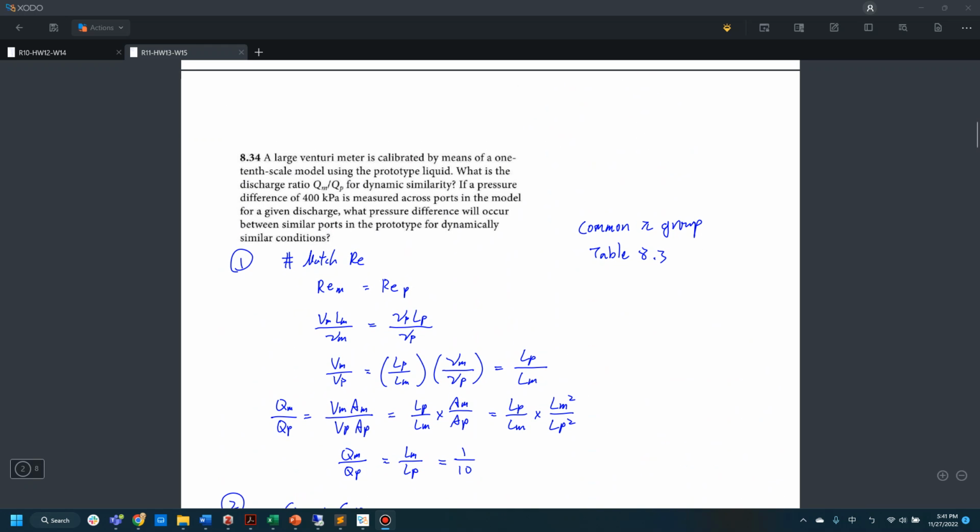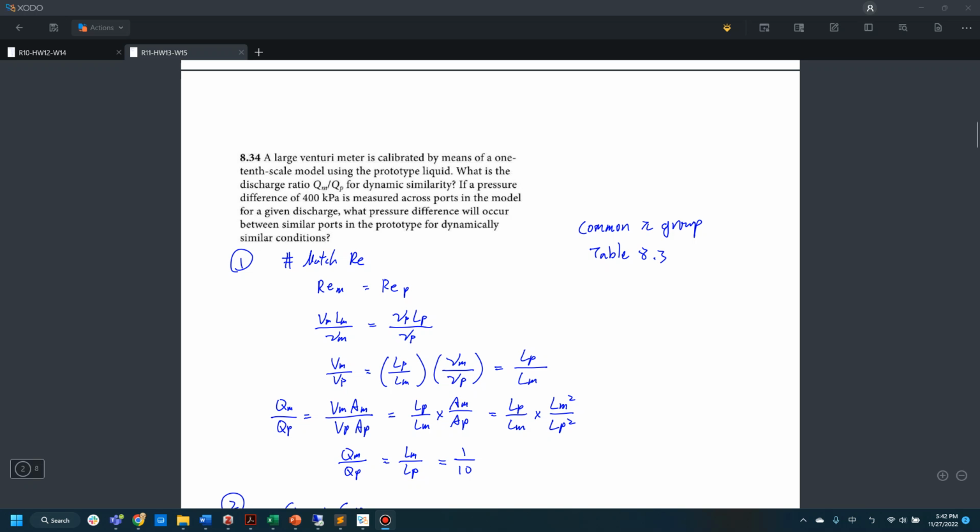In problem 8.34, a large venturimeter is calibrated by means of a 1/10 scale model using the prototype liquid. What is the discharge ratio for dynamic similarity if a pressure difference of 400 kPa is measured across ports in the model for a given discharge? What pressure difference will occur between the similar ports in the prototype for dynamically similar conditions?